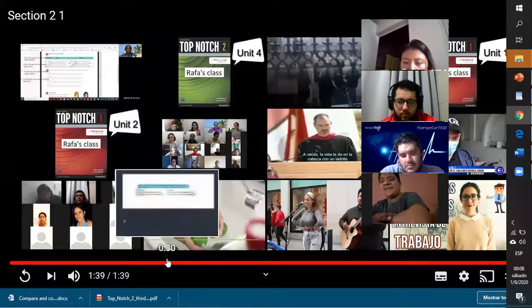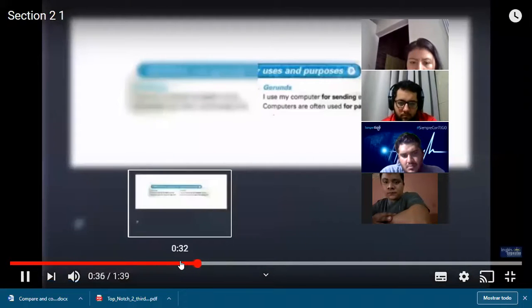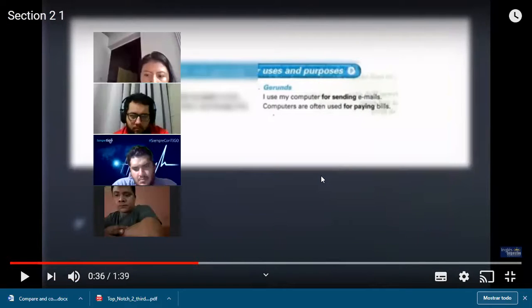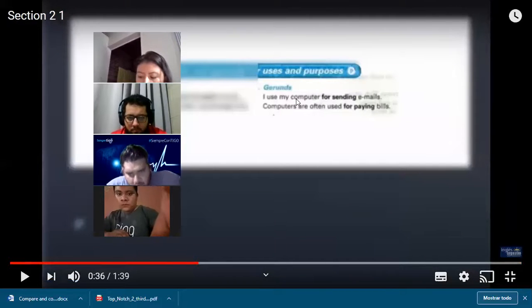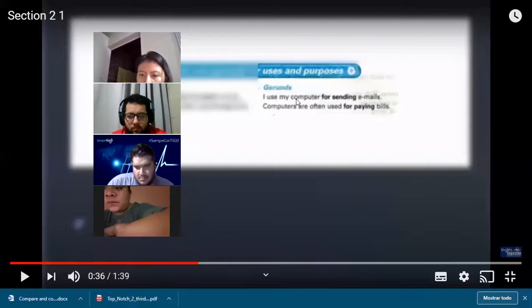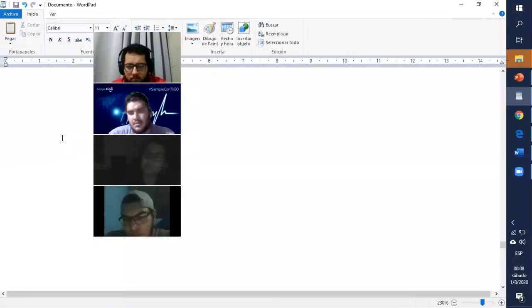All right, so. Computers are often used to pay bills. Right now, we are going to focus on this conjugation, not the first one. The first one we can practice later. Repeat after me, let's say these examples. I use my computer for sending emails. Never mind, guys. Don't pay attention to this. I will explain it to you differently, because I don't want you to get confused.